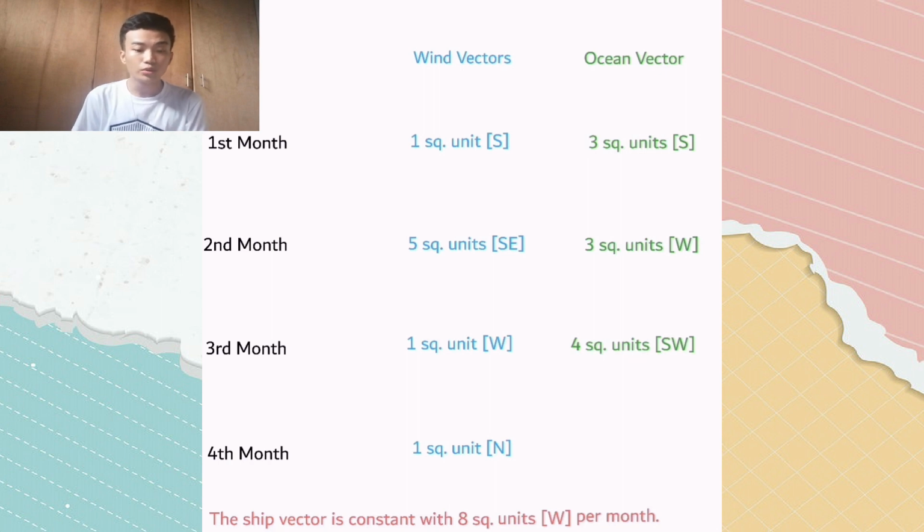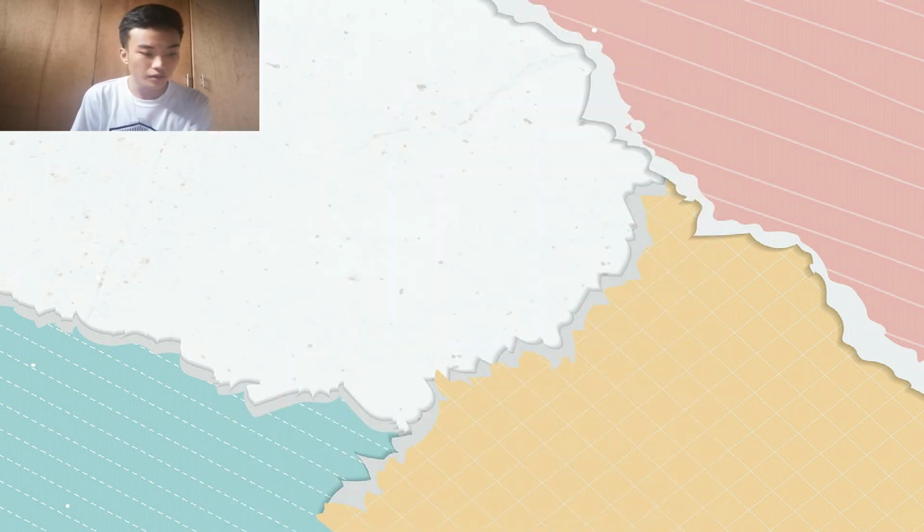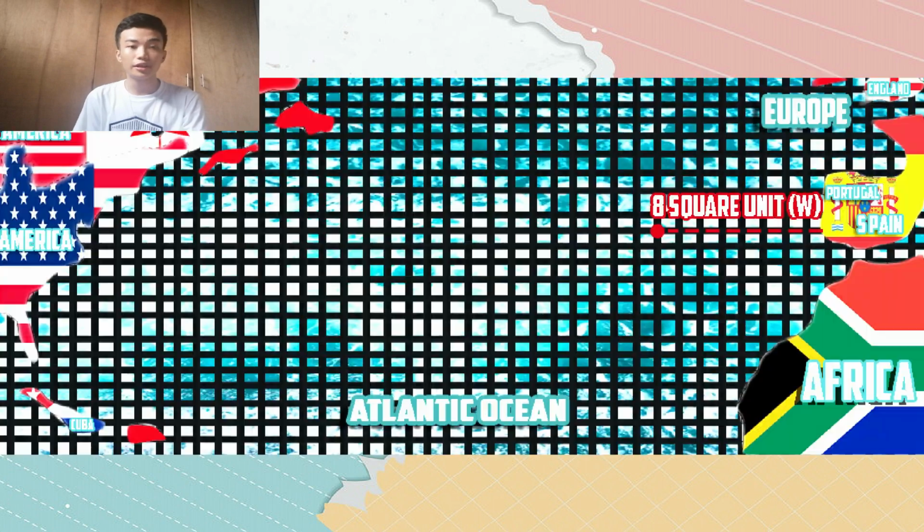The ocean vectors, we have 3 square units south, 4 square units west, and 4 square units southwest. In the wind vectors, we have 1 square unit south, 5 square units southeast, 1 square unit west, and 1 square unit north. And the ship's vector is constant with 8 square units west. Our expedition will start here at Spain.